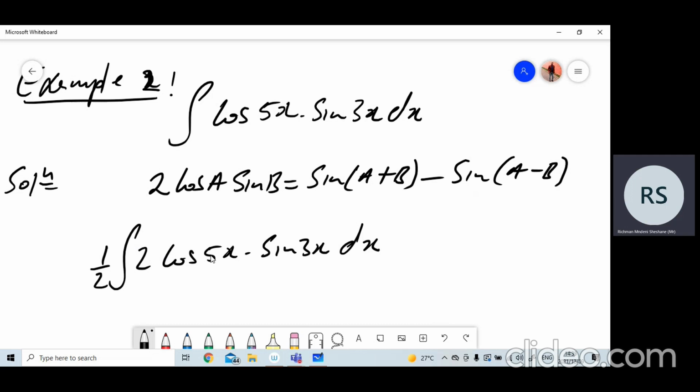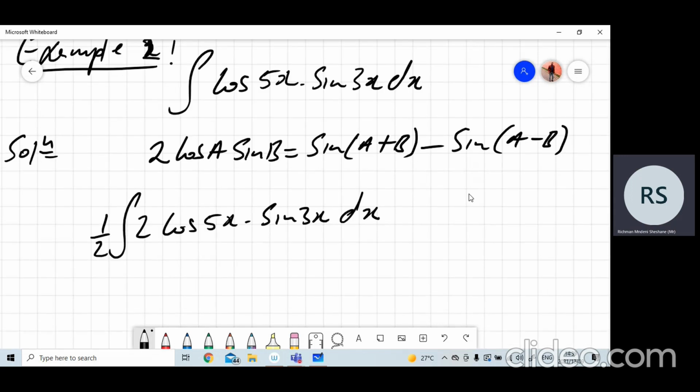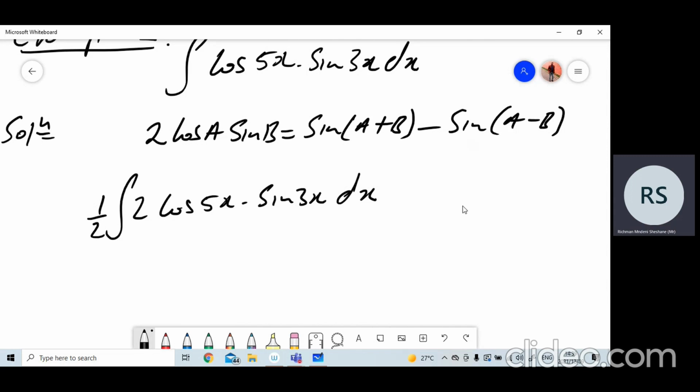Now I have this, so I will be able to transform from the product to the sum of sine and cos, something that will be easy to integrate. Okay, so now let's use this formula. Once we have 2, we have this form of the formula. You can choose A to be 5x and B to be 3x and just transform.